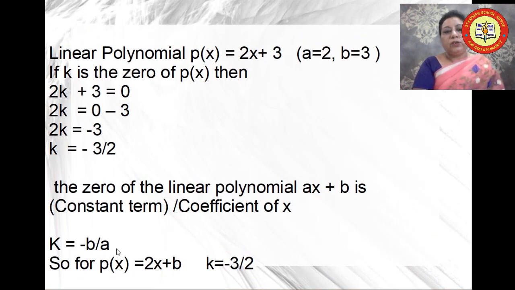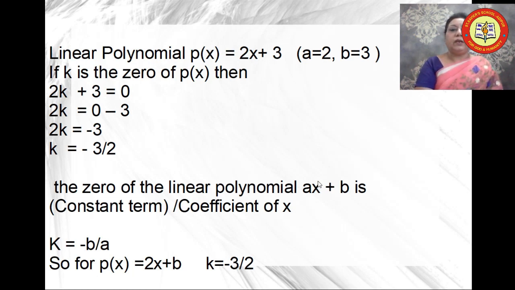A bit of revision of 9th standard. Last year you learned the general form of a linear polynomial, and we know that the general form of a linear polynomial is ax plus b. You can see this is a polynomial in x variable and the highest exponent is 1. So it is a linear polynomial.